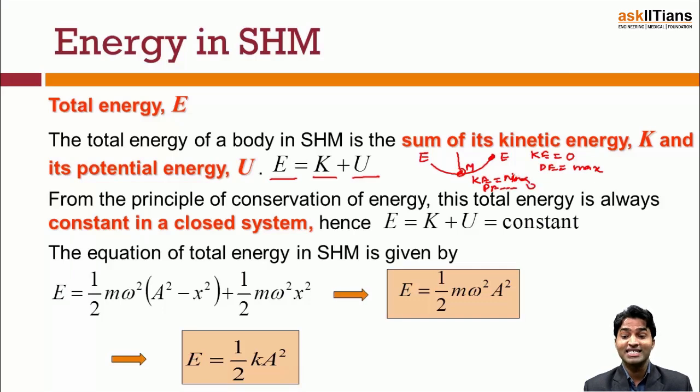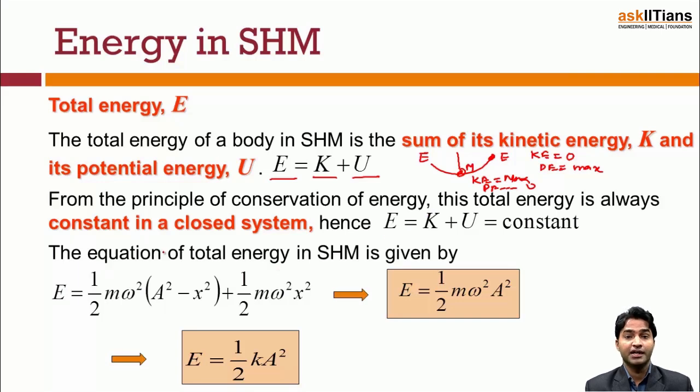And the sum of kinetic plus potential, the mechanical energy, will remain constant. Only a redistribution of energy takes place. So from the principle of conservation of energy, we know that the total energy of the system remains constant. Energy can never be created nor destroyed, but it converts from one form to another, potential to kinetic, kinetic to potential.